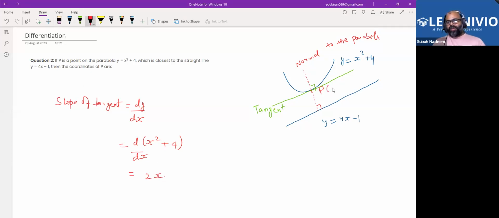Now this point P we don't know. Suppose this is alpha comma beta, which we have to find out. So x is alpha, so this is 2 alpha. At the point x equal to alpha, the slope is 2 alpha.